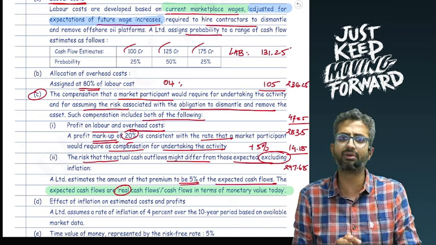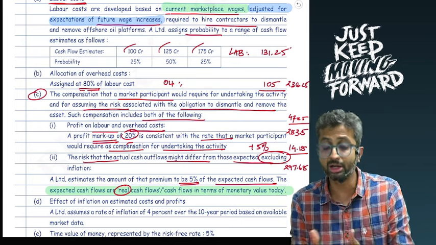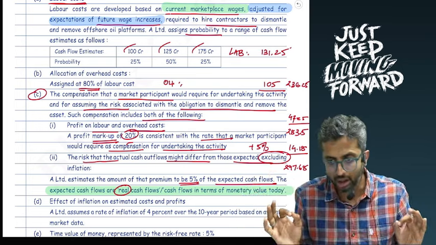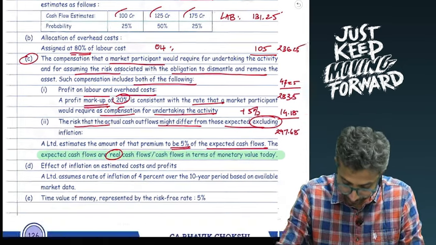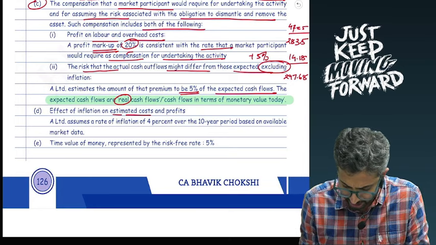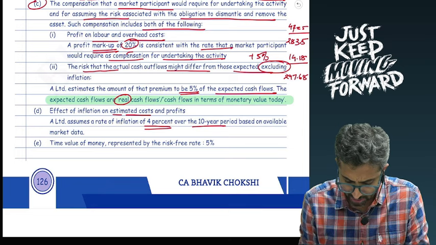So we will solve it the way the Institute is doing, and all of these numbers starting from 131, and every other number is just a percentage addition on that, but all of these numbers are treated to be before inflation numbers. Effect of inflation on estimated cost and profit. A assumes a rate of inflation of 4% over a 10-year period based on the available market data.